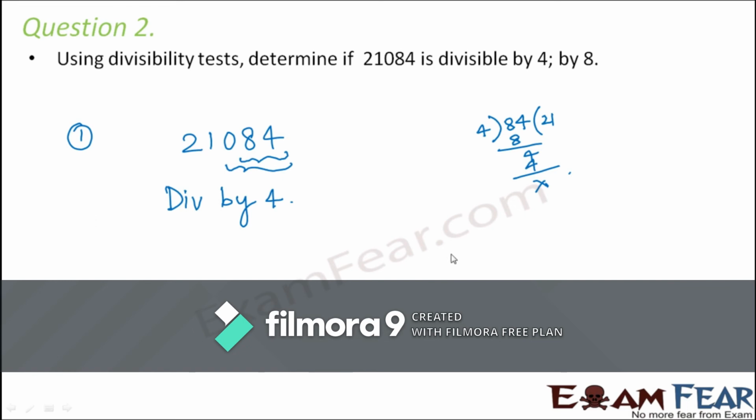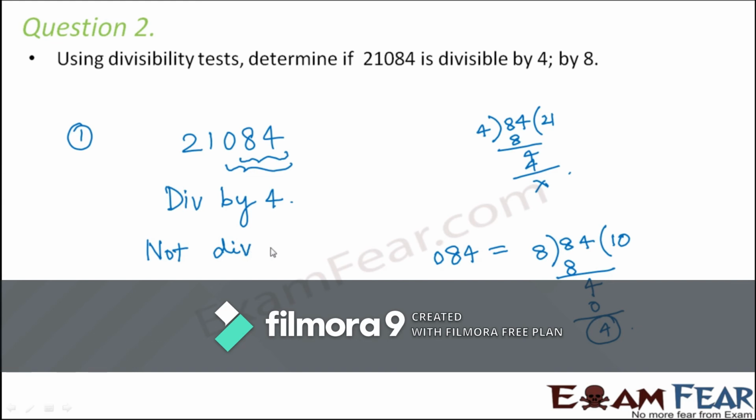So the last three digits are 084, which also means 84, because 0 at the beginning has no value. So 084 is basically 84, and when you divide it by 8, what do you get? You basically get a remainder of 4. That means 84 is not divisible by 8. Therefore, this number as a whole is also not divisible by 8.